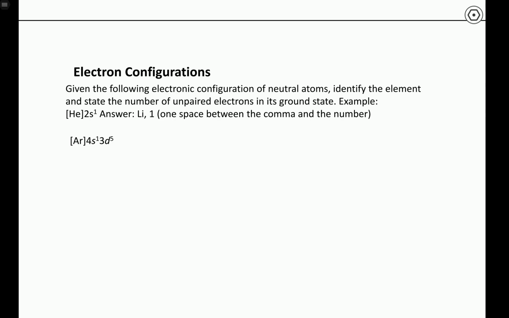Now, we want to know which atom this is and how many unpaired electrons there are. To figure out which atom this is, we're talking about a neutral atom in this case, as it says in the problem. So all you really need to do is count the number of electrons. We can use the periodic table to maybe figure out which element it is, by going through the configuration. But if we just know the number of electrons, that's the atomic number from the periodic table.